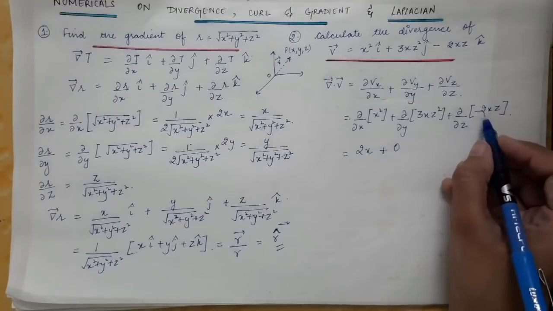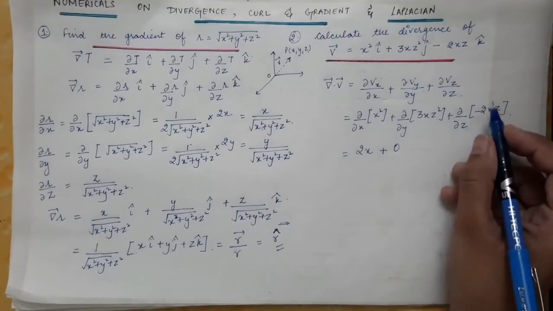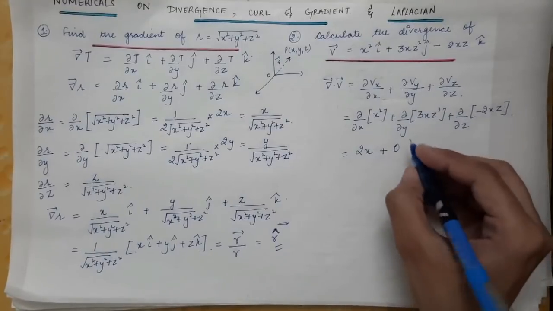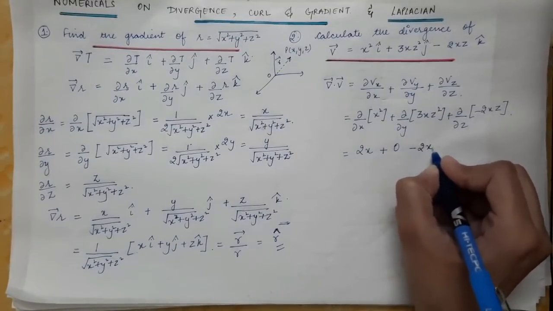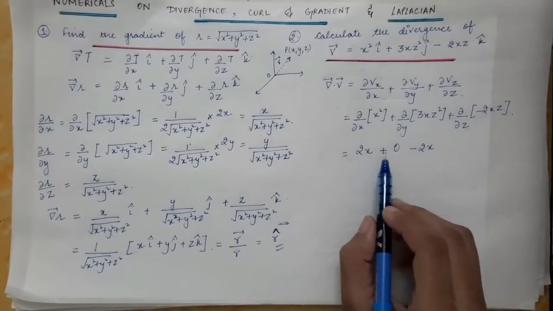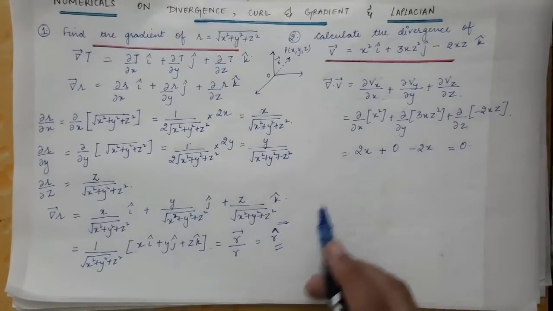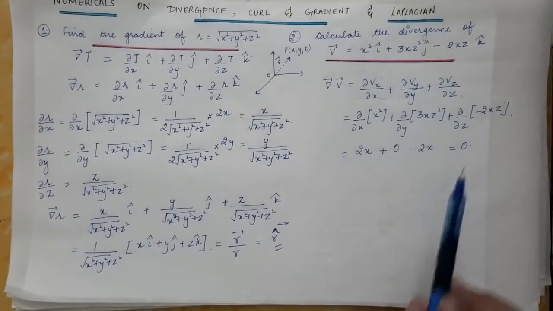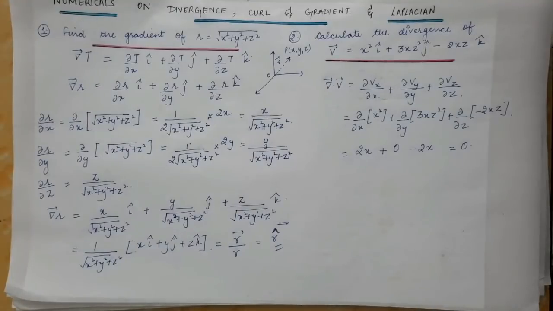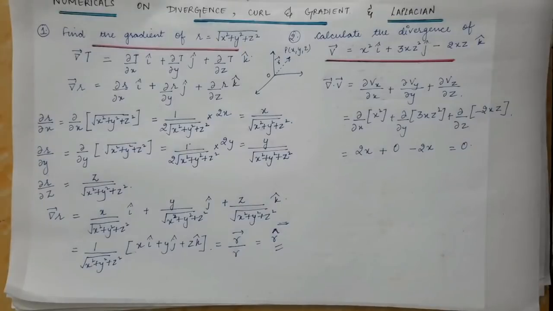Now in the last term we have minus 2xz, and we are doing derivative with respect to z. So x will be treated as constant, so that can be taken outside. So the derivative of z with respect to z will be equal to 1. So 2x plus 0 minus 2x will be equal to 0. So divergence of this vector field is equal to 0. So this is a divergence less field. So this vector field is an example of a divergence less field.